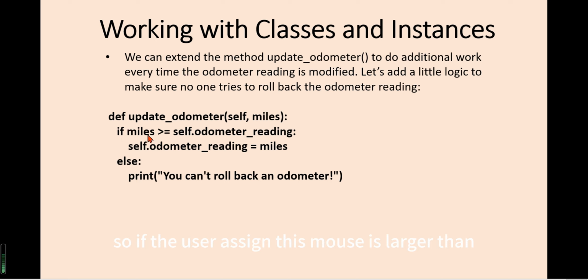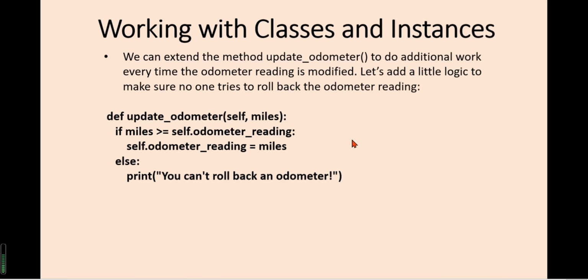If the user assigned miles is larger than the current value of odometer reading, then we will assign miles to this attribute called odometer reading. Else, if the user inputs a miles value lower than the current value of odometer reading, then we will print a message, "You cannot roll back an odometer," and we will not assign this new value to the attribute odometer reading.